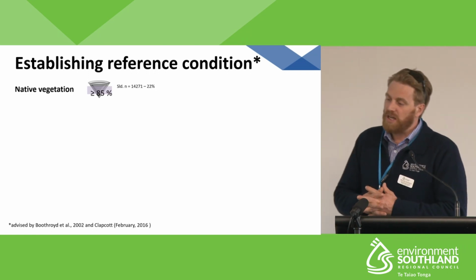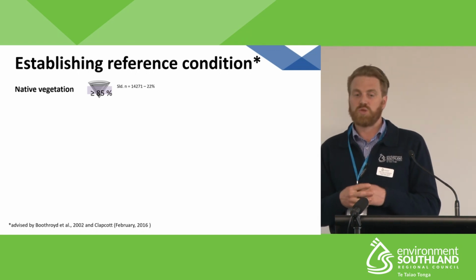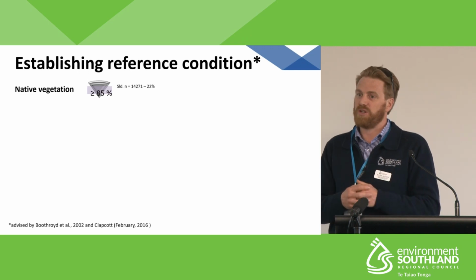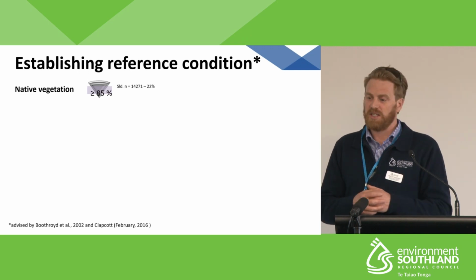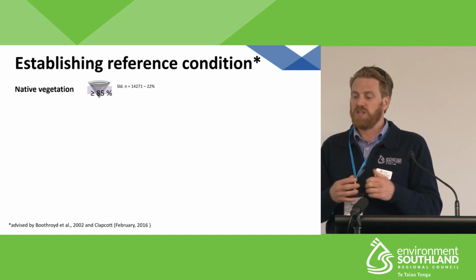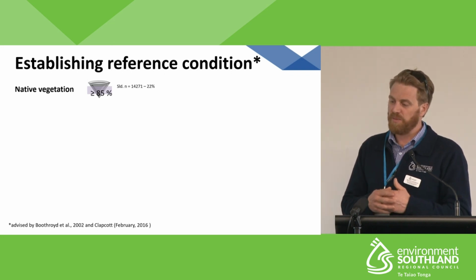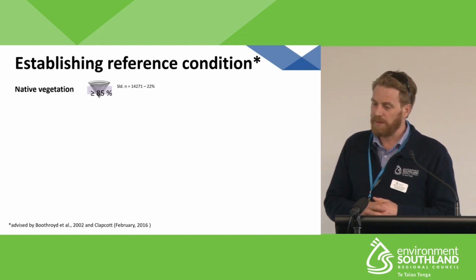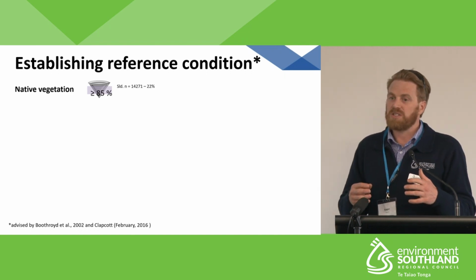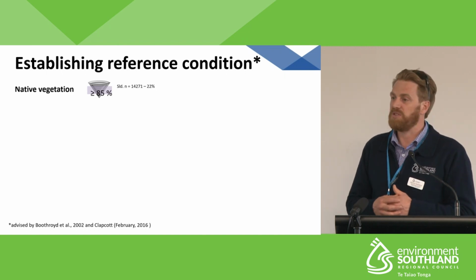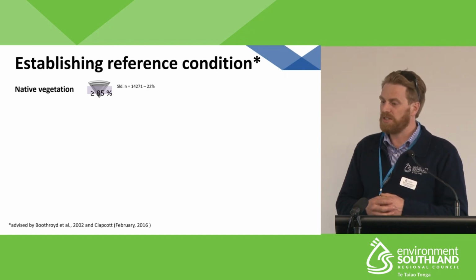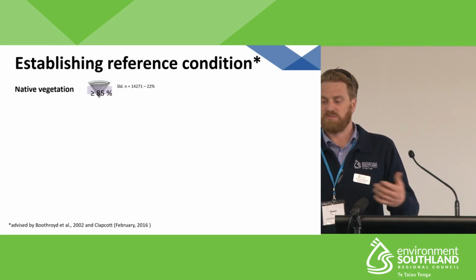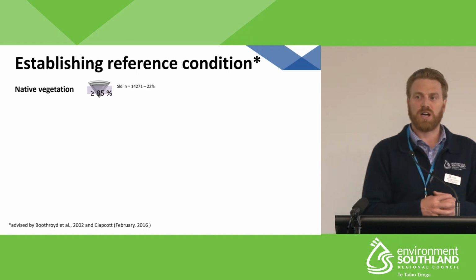In order to establish reference conditions, one approach is to go out to some sites that are pretty pristine and collect some information. And in order to do that, we took some advice from Boothroyd, existing literature, and some contemporary advice from Joanne Klipcott, and set about a desktop exercise to identify potential reference conditions in the Southland region, using some criteria around the proportion of native vegetation, saying that needed to be quite high.